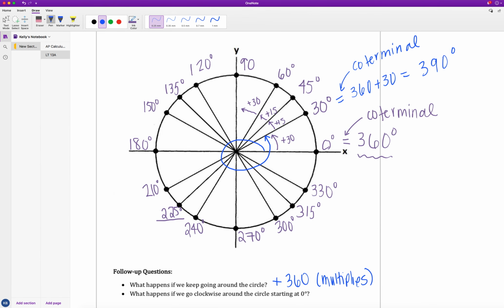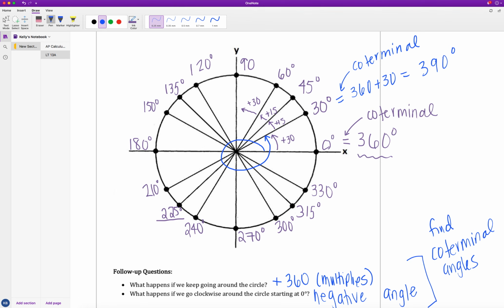Now, what happens if we go clockwise, starting at 0? Well, I hope we're remembering that if I go clockwise, I'm going to get a negative angle. Both of these are producing angles that are going to be coterminal. So we are finding coterminal angles to the original stuff already on the unit circle.